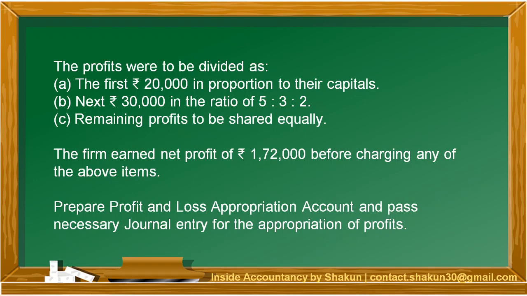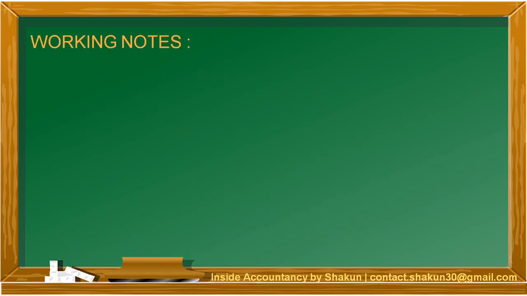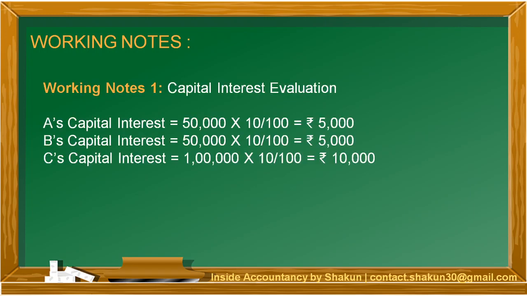The firm earned net profit of 1,72,000 before charging any of the above items. We need to prepare the profit and loss appropriation account and necessary journal entry for the appropriation of profits. Let's have a look at the working notes.